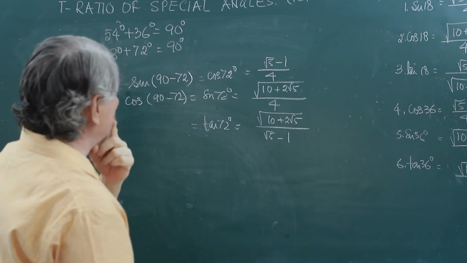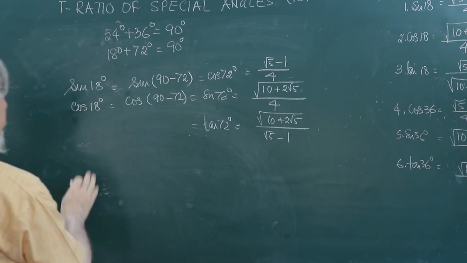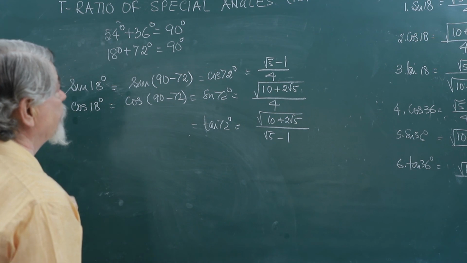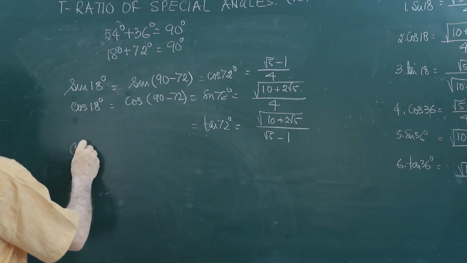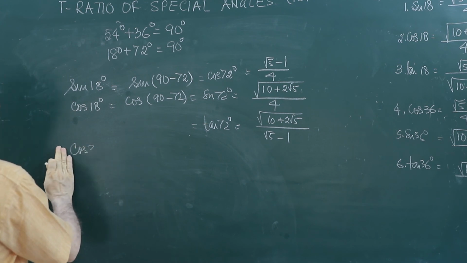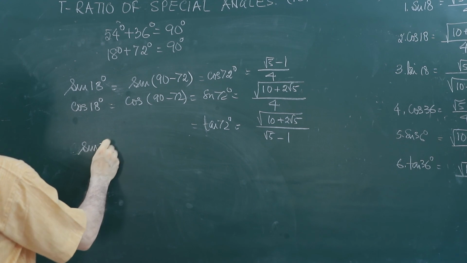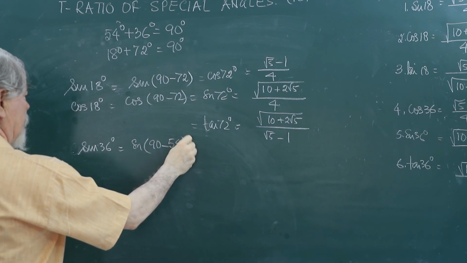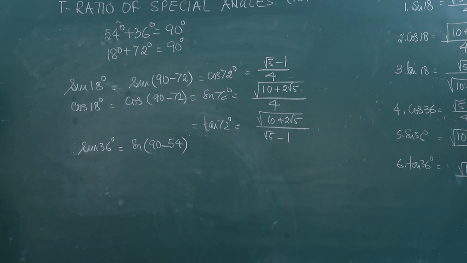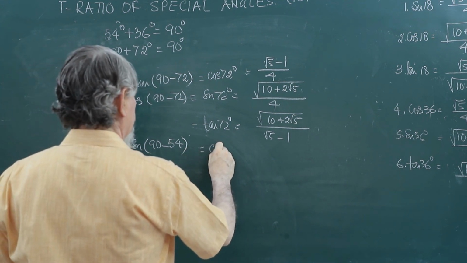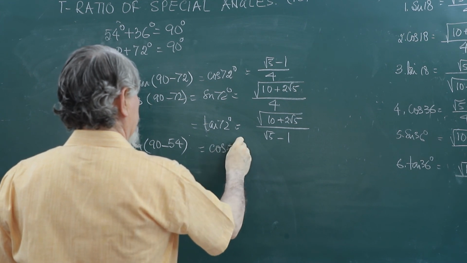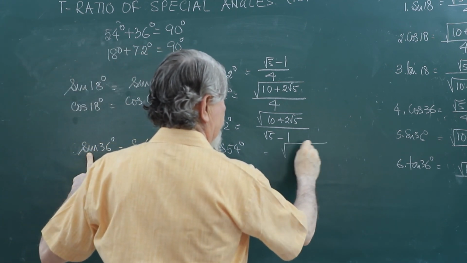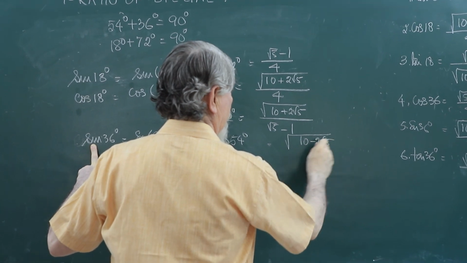Let us calculate 36 and 54. How will we calculate 54? Sine 36 can be written as sine of 90 minus 54, which will become cos 54. And sine 36 we already know is under root 10 minus 2 root 5 upon 4.